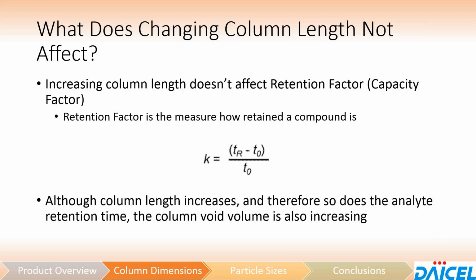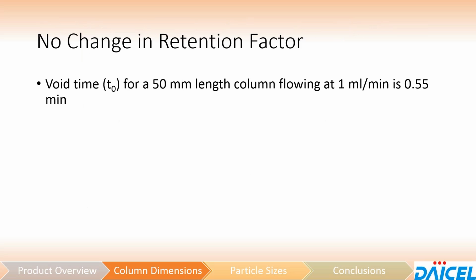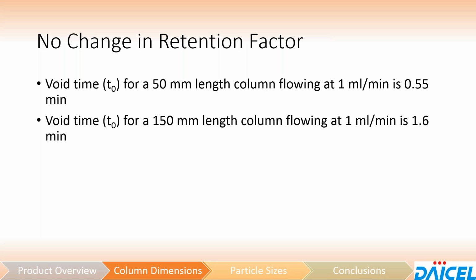And so although you are increasing the column length, and therefore you're also increasing the analyte retention time, the column void volume is also increasing proportionally. So if we look at the actual void time or the void volume of a given column, for a 50 millimeter length column flowing at 1 milliliter per minute, that time is approximately 0.55 minutes. And for a 150 millimeter length column, that's somewhere in the neighborhood of 1.6 minutes.